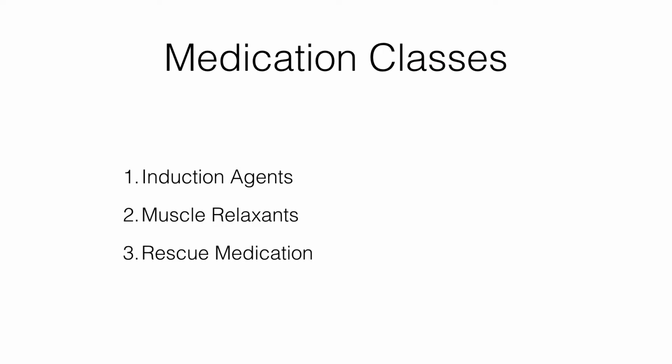So there are 3 groups of medications you need when you're going to intubate a child. There's an induction agent, a muscle relaxant, and rescue medications. The induction agent is what causes unconsciousness in the child, firstly, so they're not aware of what's being done and they're comfortable. And the second thing it does is it blunts the sympathetic response caused by the stimulus of laryngoscopy.